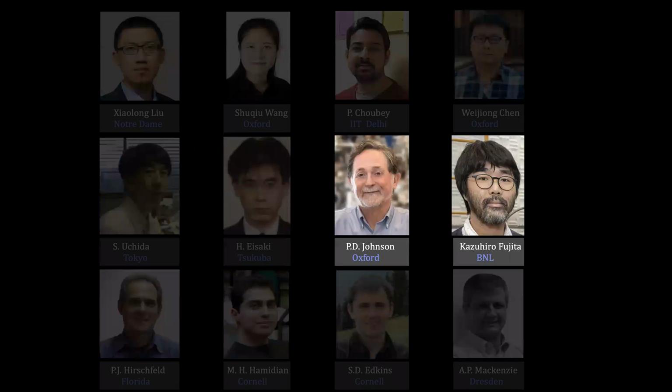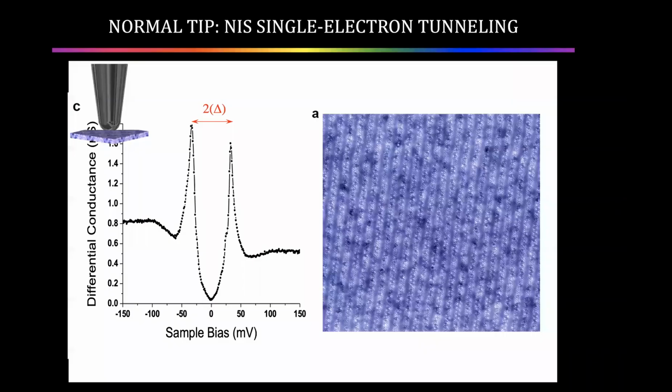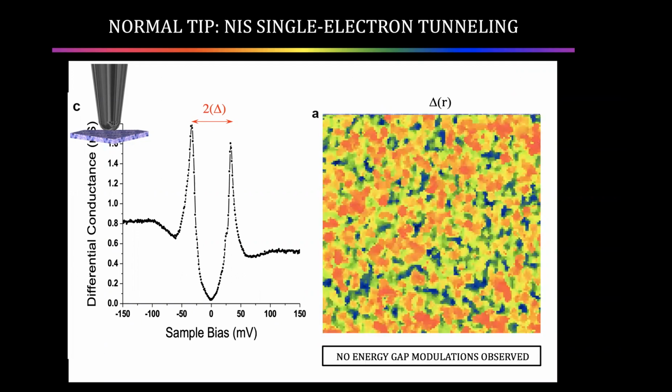Energy gap. So this work is led by our colleagues in Brookhaven, Peter Johnson and Fujita-san. You know, for decades, people have been able to measure the single particle spectrum in a field of view in BISCO. If you take the distance between here and here and call it 2 delta, divide by 2, make a map of delta, it looks like this. This map has no modulations. For 2 decades, people have studied these maps and they have no modulations.